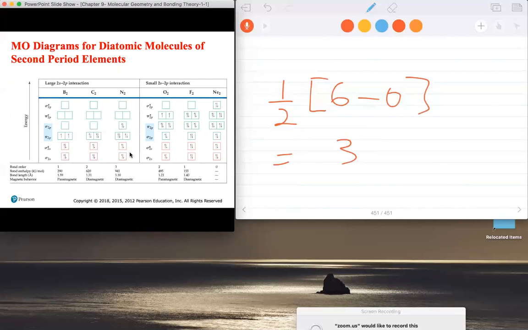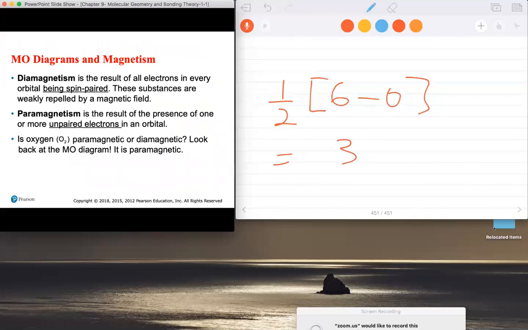This is diamagnetic. This is paramagnetic because I see 2 unpaired electrons. This one is diamagnetic. All of the electrons in the molecular orbitals are paired. This is diamagnetic if it exists, but it looks like it does not exist because we have a bond order of 0. But nevertheless, looking at the unpaired electrons, all of them are paired, so the molecule is diamagnetic.